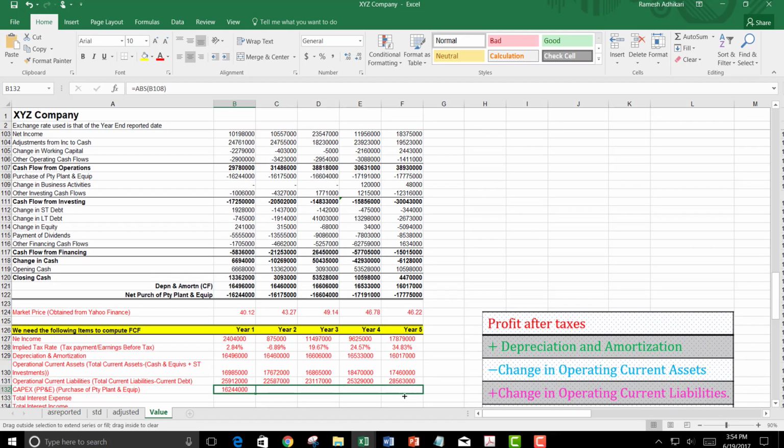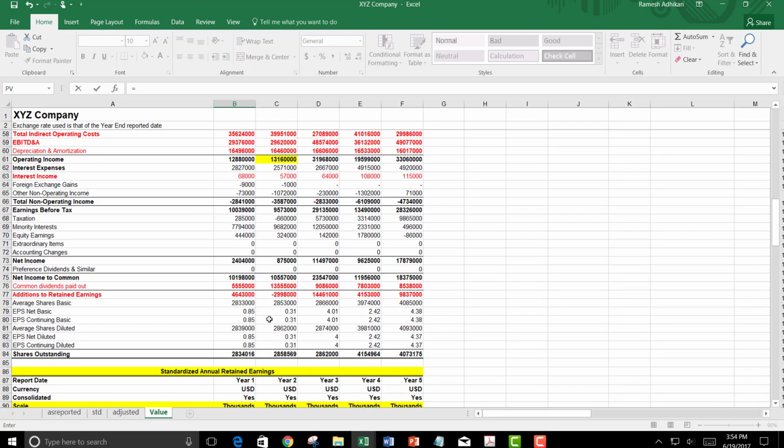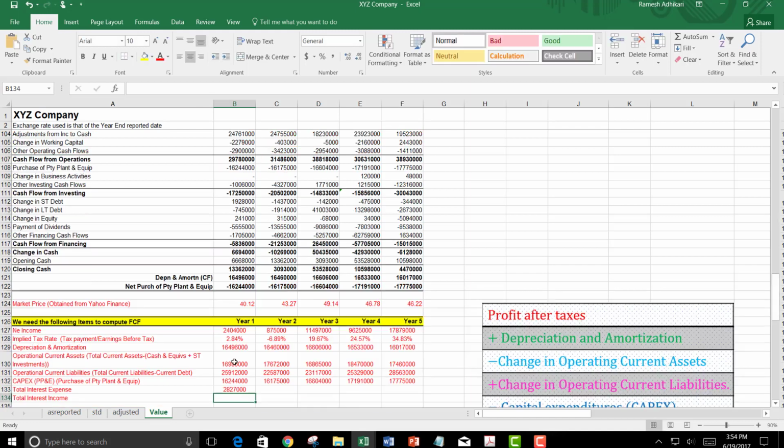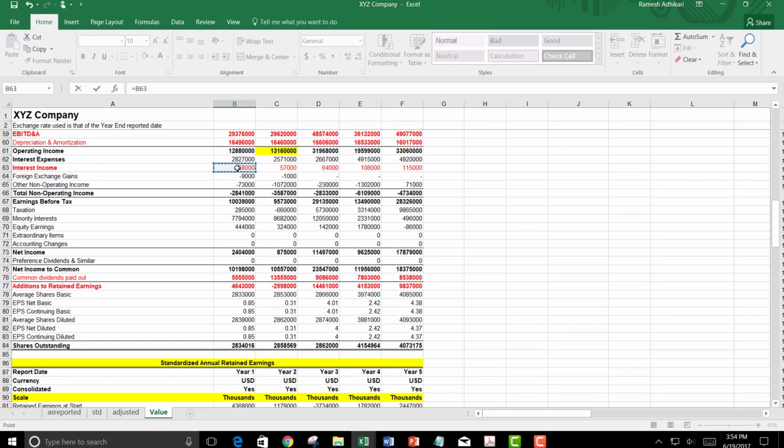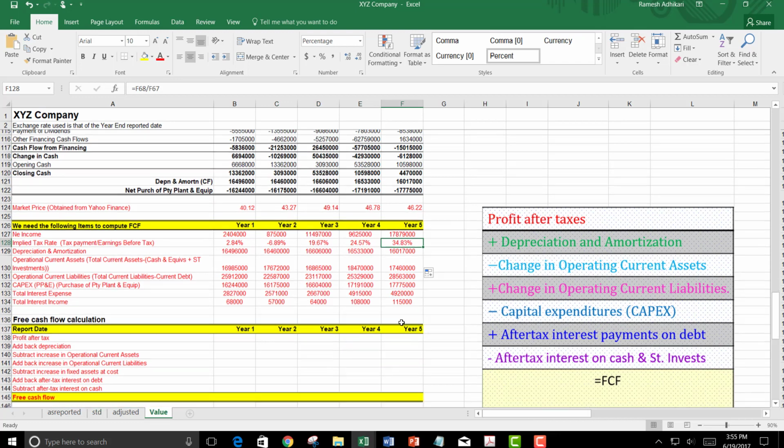So once you have this capital expenditure, now let's see how much is total interest expense and how much is total interest income. Expense and income both you can get from income statement, right? So interest expense, and similarly I can get interest income. So interest income is this guy right here. So now I have all the information needed to compute free cash flow. Let's go and compute that free cash flow.